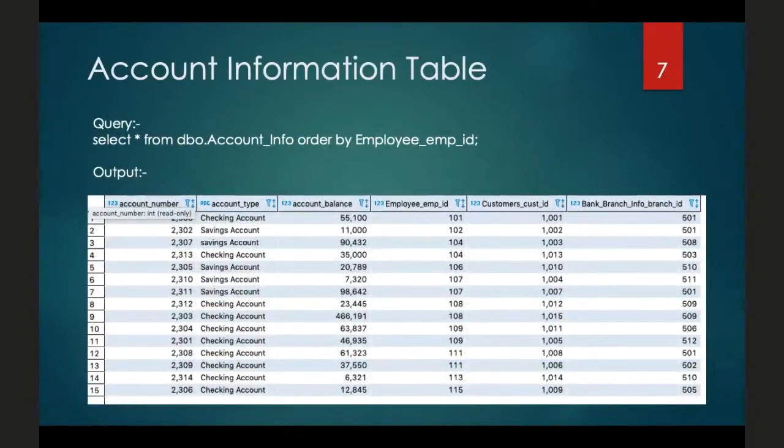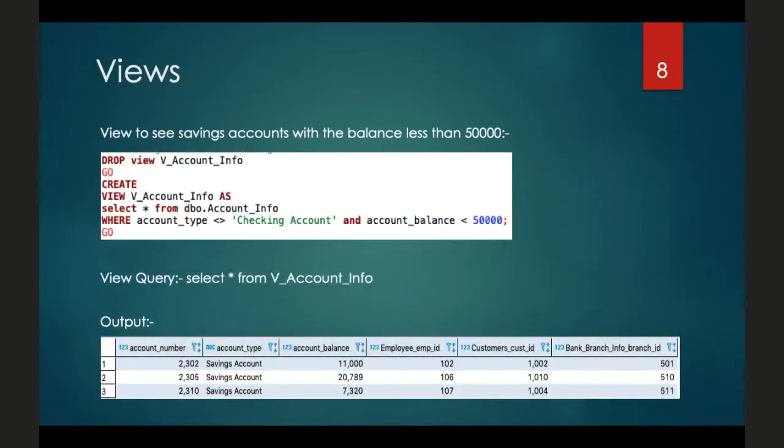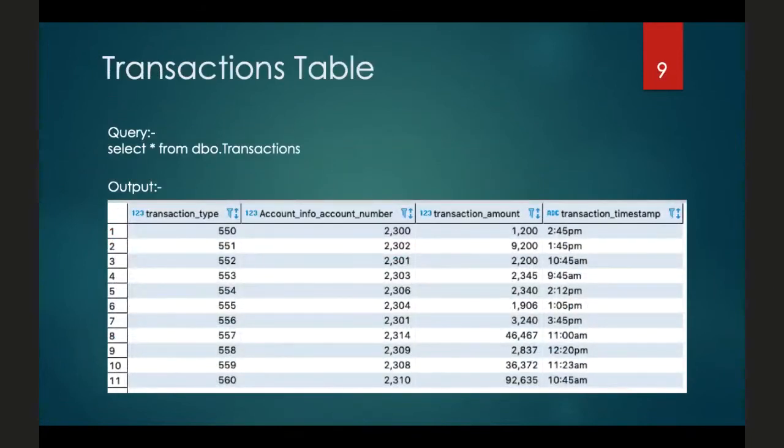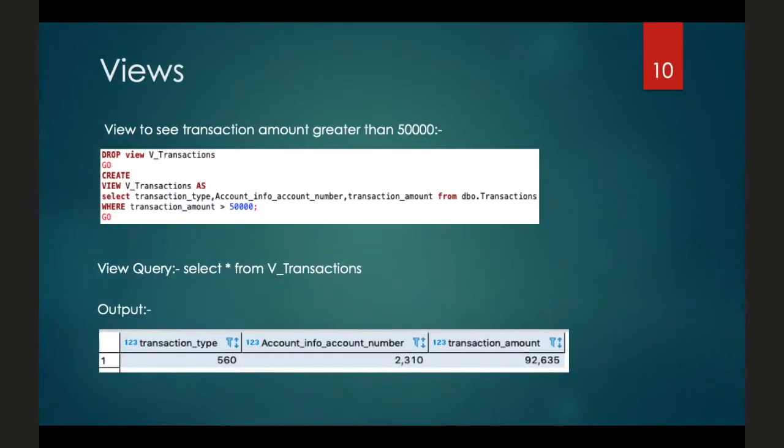So this is the table for our account balance. Then the query run: if you see the views, the checking balance has to be less than 50,000, and the account type should be checking and not savings. In a savings account, you need to have a balance of more than 50,000. Then this is the transaction table. The transaction with transaction type 560, as you see, is more than 50,000, which is 92635, shown here in the view section.